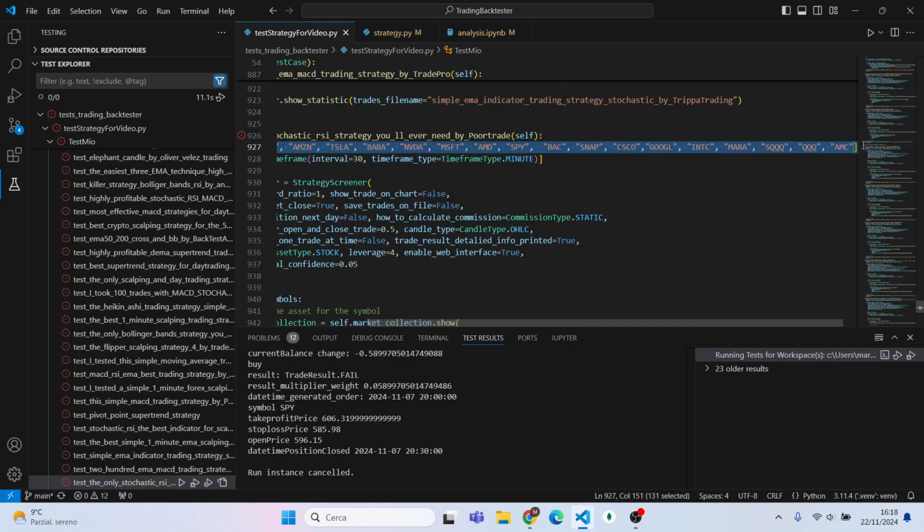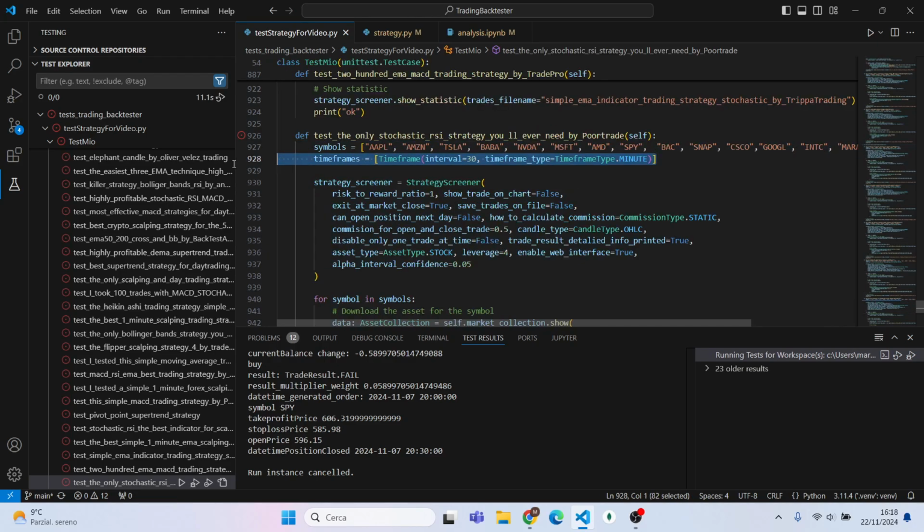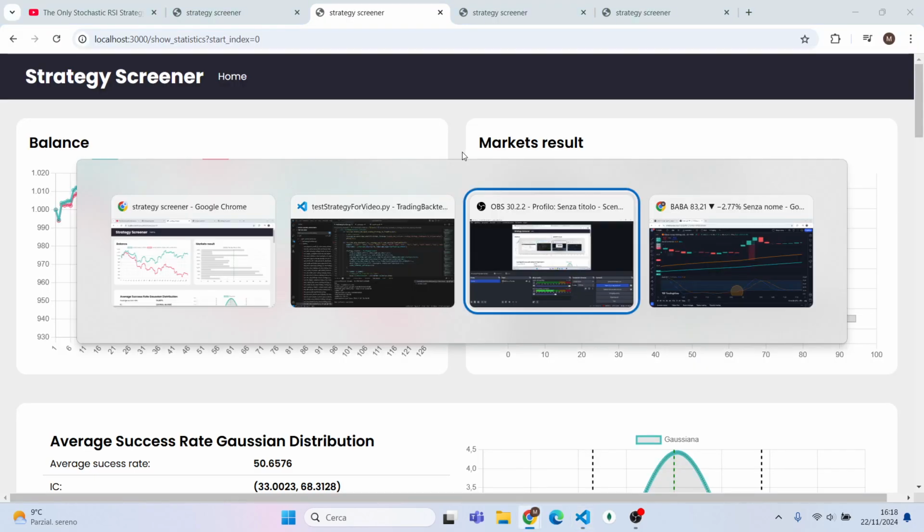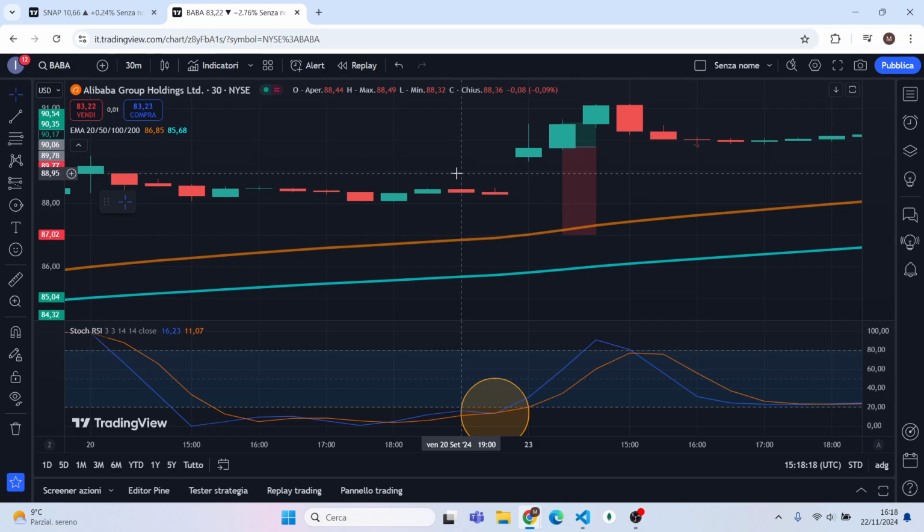I'm going to backtest it on the stock symbols and on the 30-minute time frame. So let's watch together some examples so you can understand why I'm telling you it's so simple to follow.